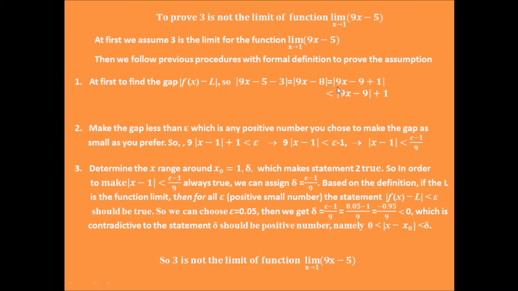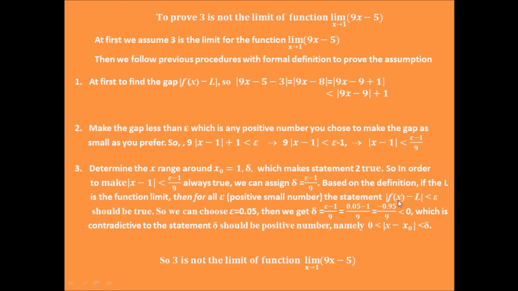As we know, the absolute value of a sum is less than or equal to the sum of absolute values. So the absolute value of 9x minus 9 plus 1 is less than or equal to the absolute value of 9x minus 9 plus 1. Then we assign this gap less than positive number epsilon, so we get 9 times the absolute value of x minus 1 plus 1 less than epsilon. So 9 times the absolute value of x minus 1 is less than epsilon minus 1. Then the absolute value of x minus 1 is less than epsilon minus 1 divided by 9. As you know, in fact, x minus 1 is the delta range, so we can assign delta equals epsilon minus 1 divided by 9.